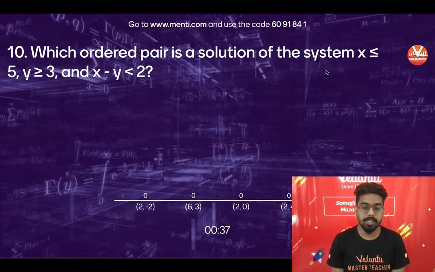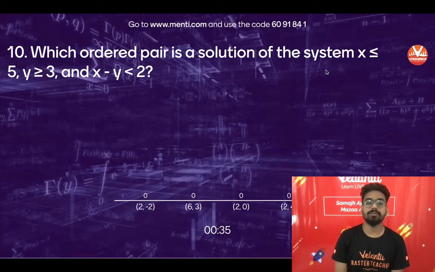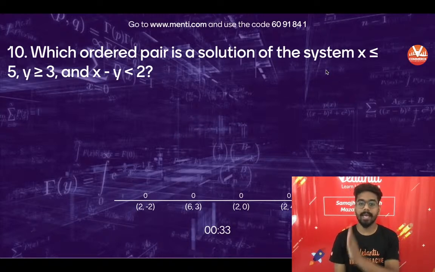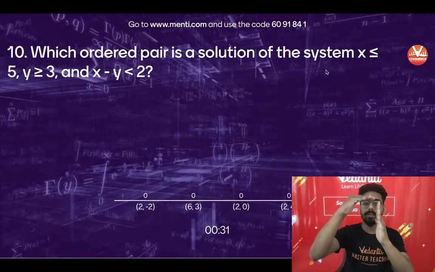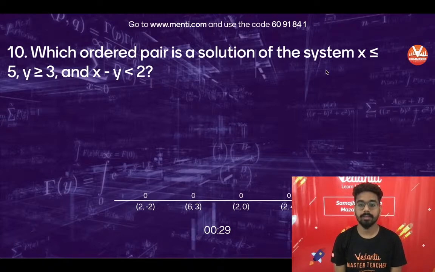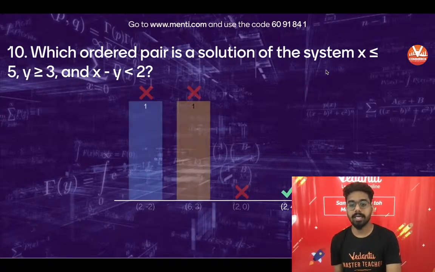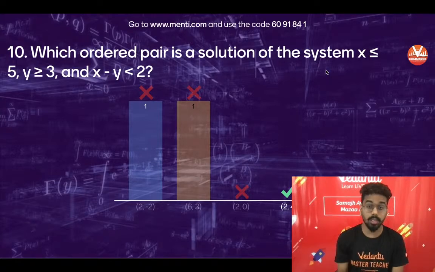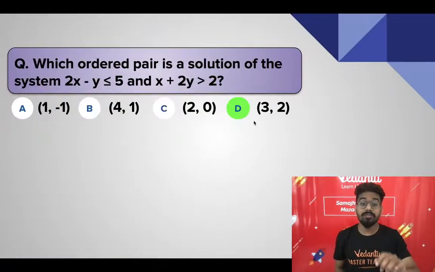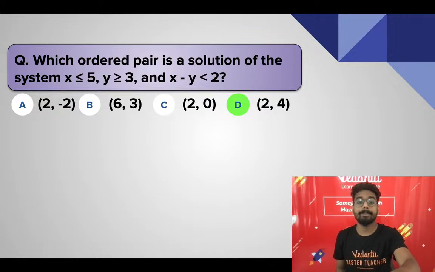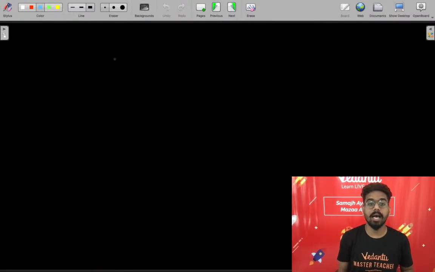Which ordered pair is a solution of the system x less than or equal to 5, y greater than or equal to 3? Okay, so 2 people have answered and none of you is correct. That is why I told you to learn this one carefully. Look again at what the question is, let us understand what the question is.